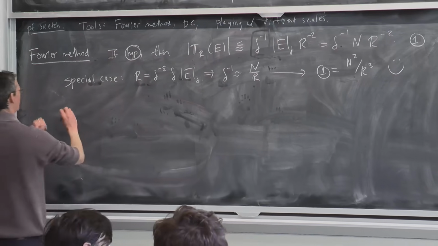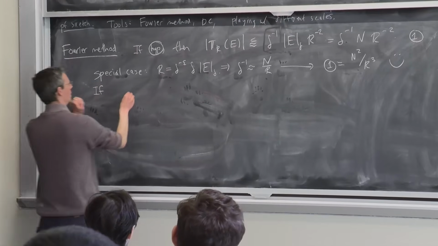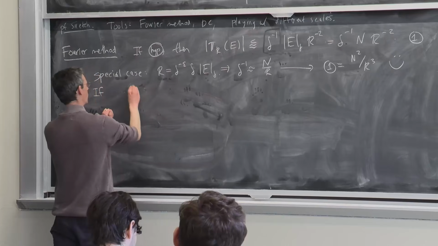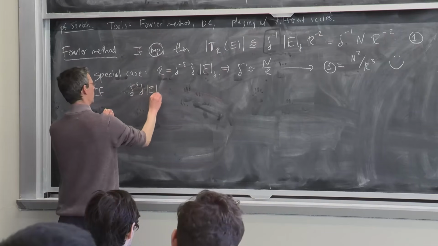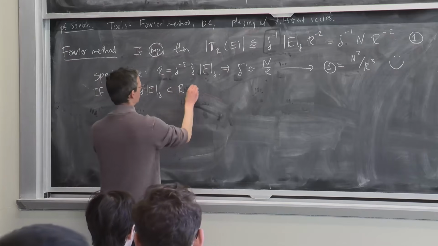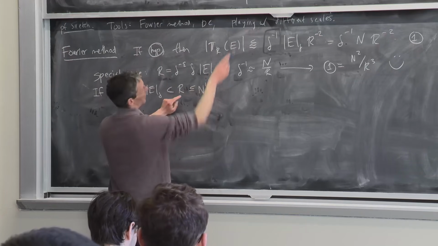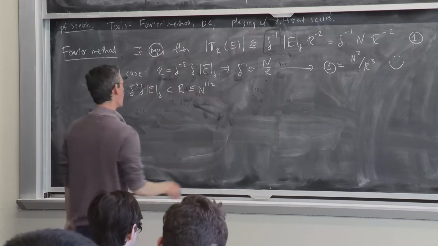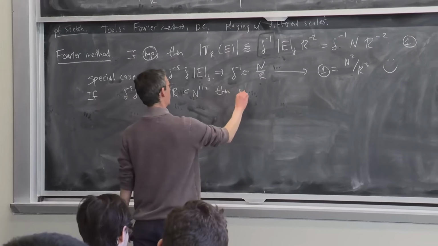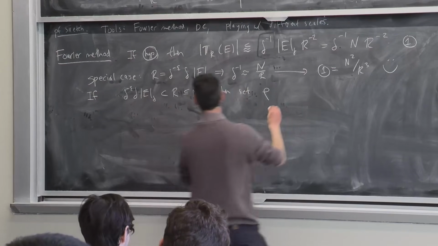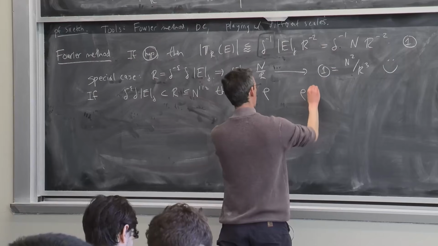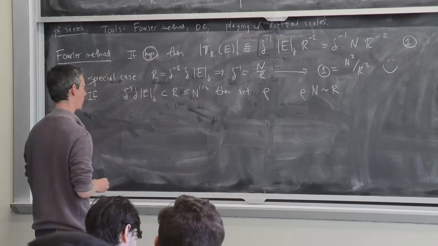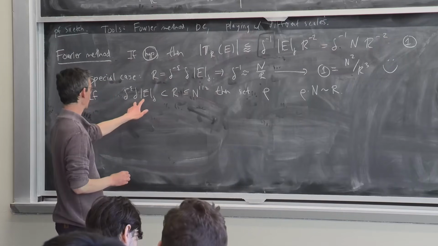OK. So if r is bigger, this is the smallest r could be. So the other option is that r is bigger than this. So delta to the minus epsilon is less than r. And let's say that r is less than the square root of n, because as we mentioned earlier, r can't be any bigger than the square root of n. OK. Then I'm going to set a scale rho so that rho times n is around r.